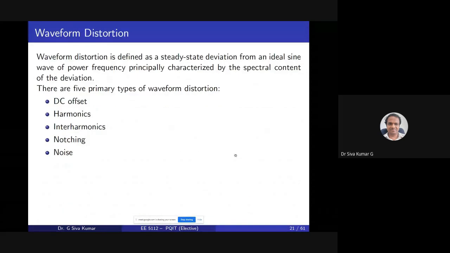Next, we are going to see about the waveform distortion. This is a very important thing, one of the very serious power quality issues, and we are going to study one of the devices to suppress or mitigate the waveform distortion.